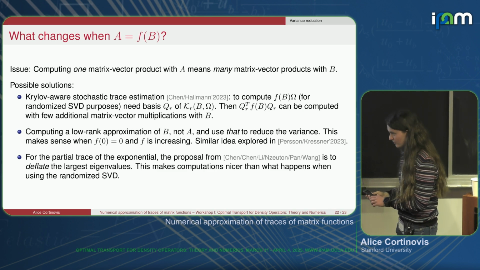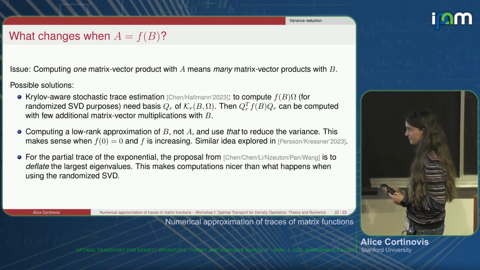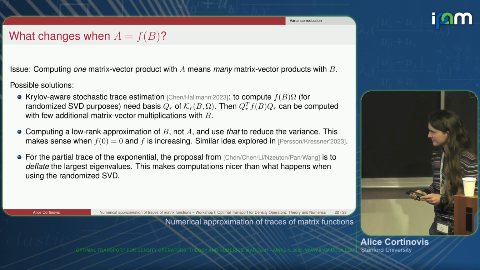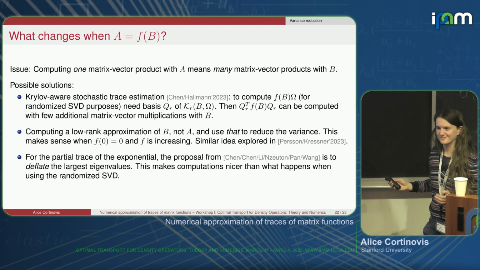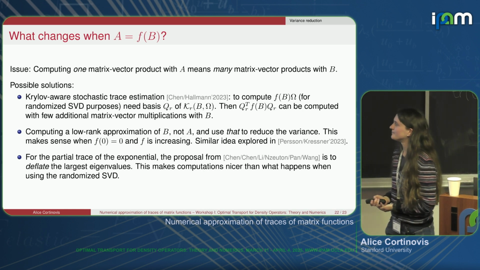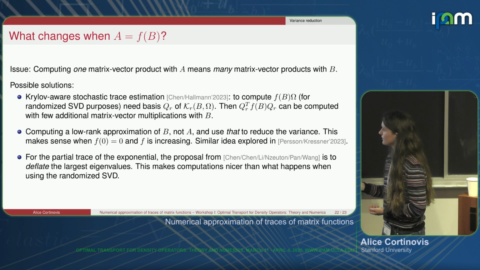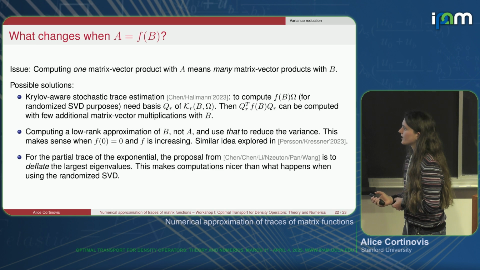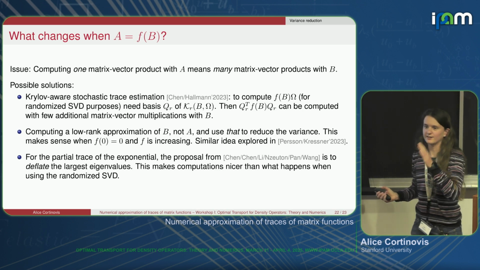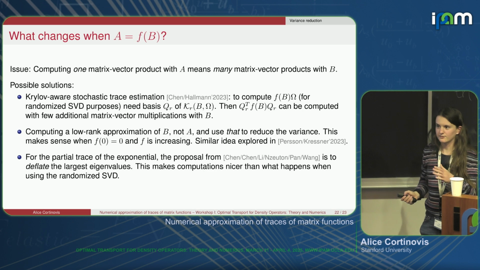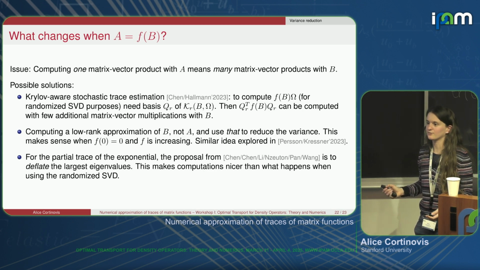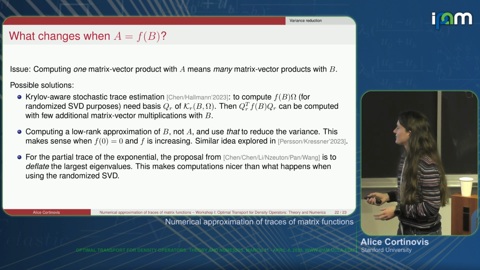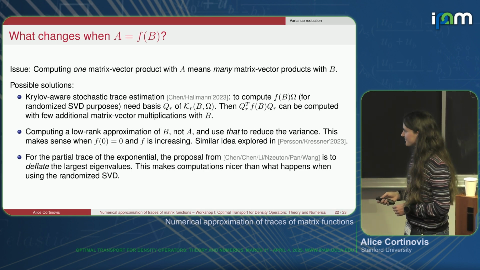Now, there's been some work on the partial trace, but from what I know, there are not many people who have looked at it. And I just want to mention this paper here. They look at the partial trace of the exponential, and there they really deflate the largest eigenvalues, and then they approximate the rest with the Hutchinson trace estimator. And this simplifies some things.